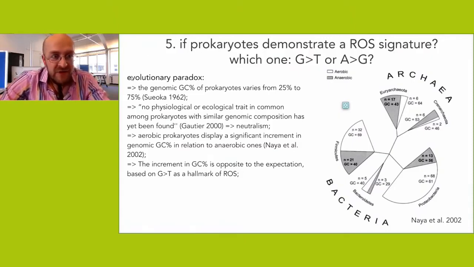And so we started to investigate the literature, and I would like to remind you of this evolutionary paradox. Briefly, I will walk you over classical papers. First of all, GC content in prokaryotes is characterized by huge variation, from 25 to 75%.